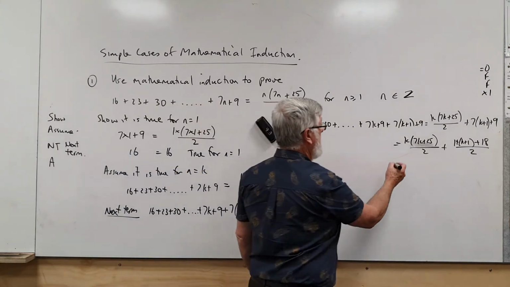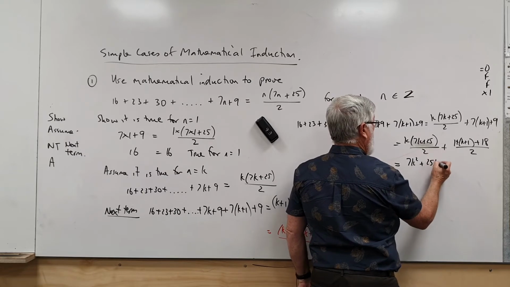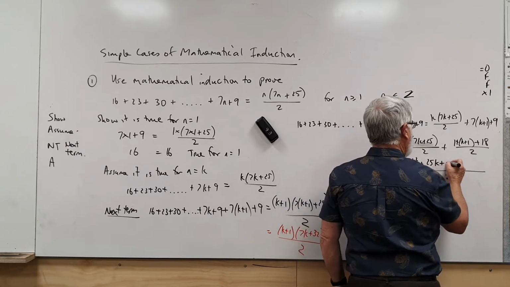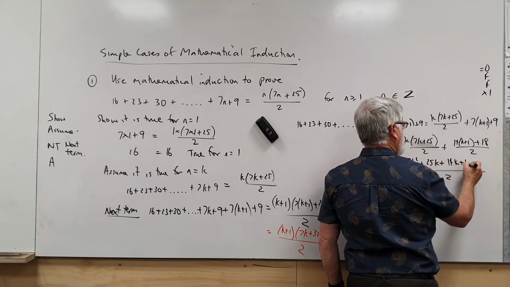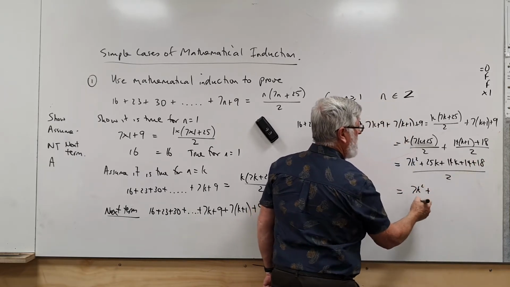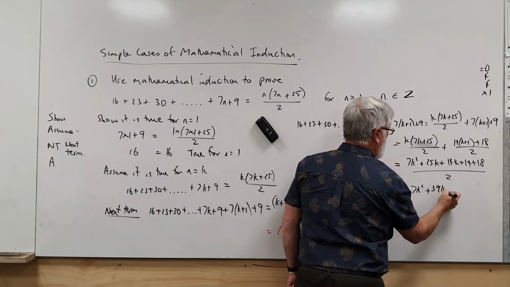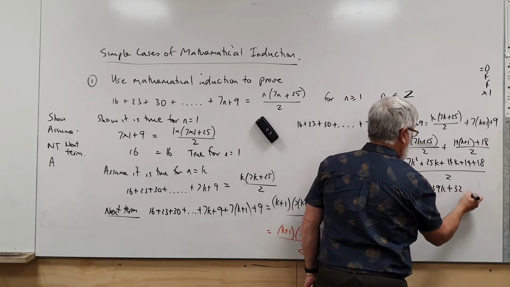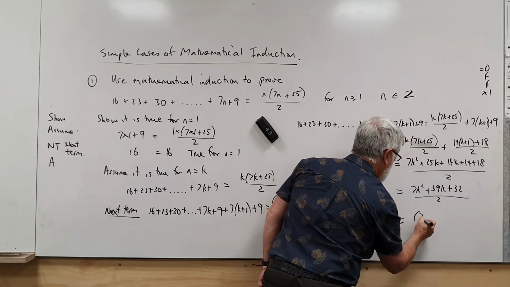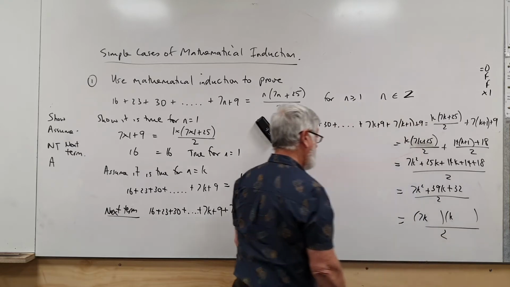So I'm going to do a little bit of it. Let's go, that 7k squared, that's 25k, it's all over 2, plus 14k plus 14 plus 18. And you've got 7k squared plus, what have I got? 39k plus 32. Yeah. And how good are you at factorising that? It needs a bit of thought.